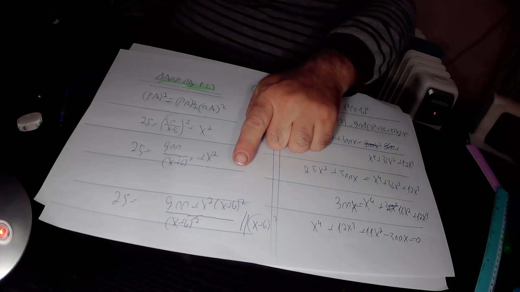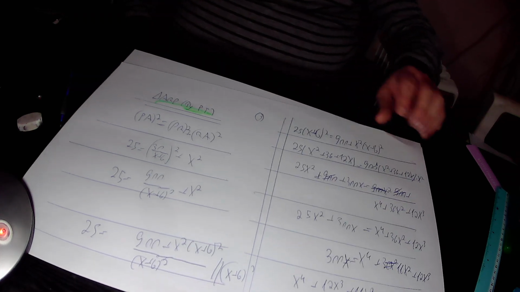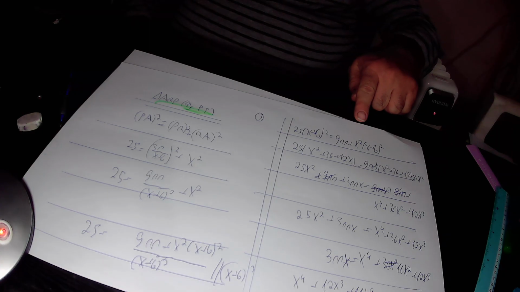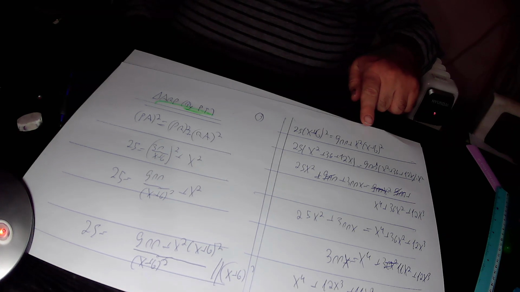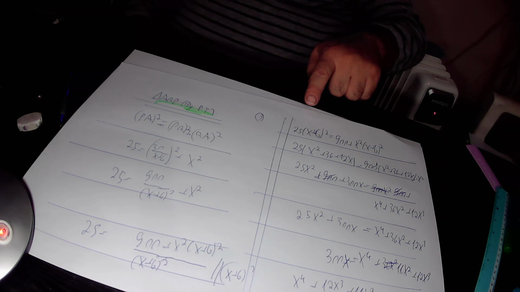In the next step, we multiply this equation by (x plus 6) squared. And therefore, we found that 25 times (x plus 6) squared equals 900 plus x squared times (x plus 6) squared.